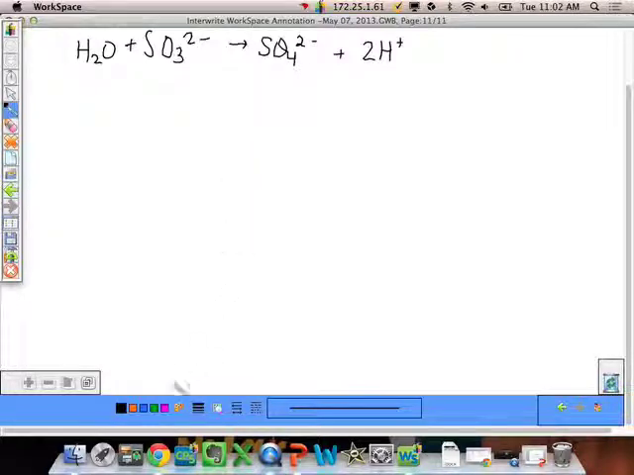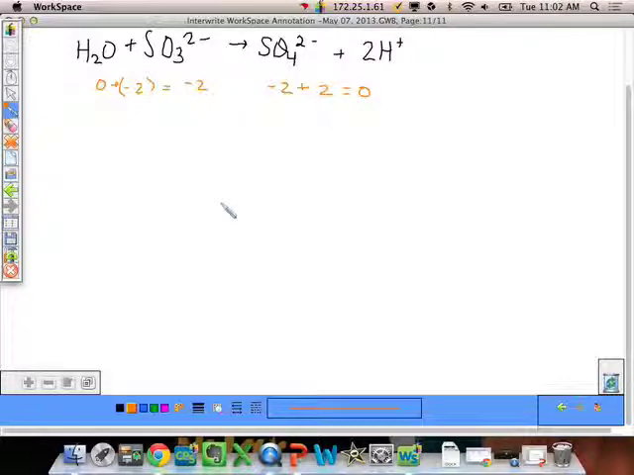Once I have my elements balanced, what do I have to look at? Charges, absolutely, to figure out which electrons go where. So I've got a 0 plus a -2. So on my reactant side, I have a -2 net charge. My product side, I have a -2 plus a +2. So I've got 0 on that side.